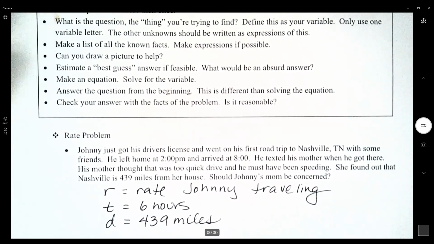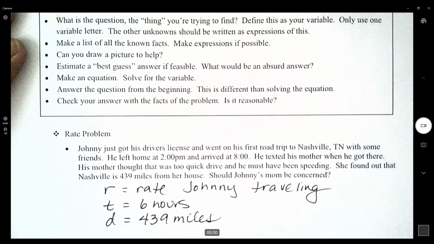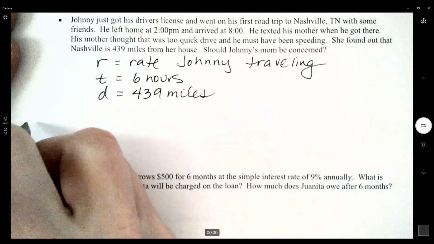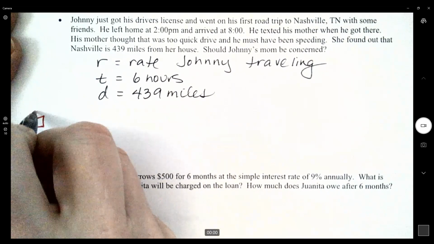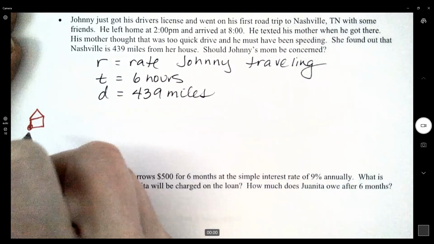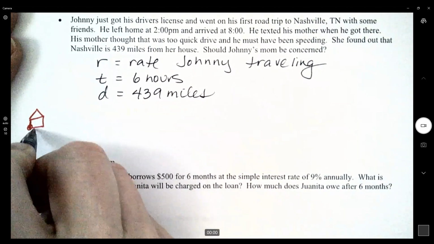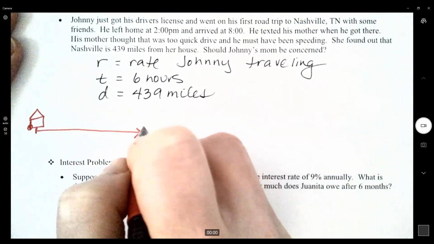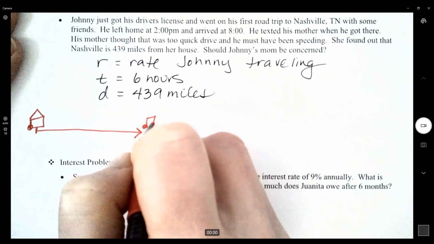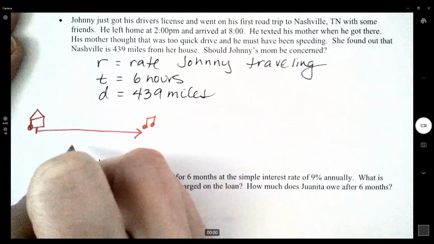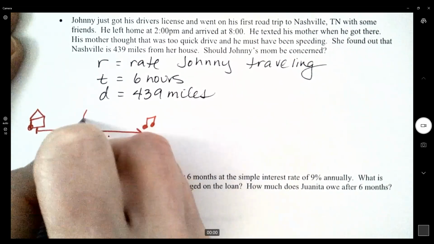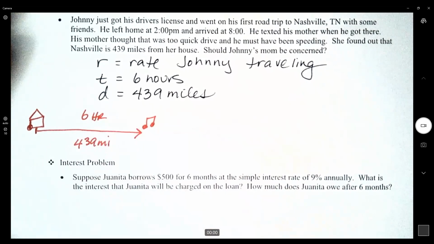Can you draw a picture to help? Sure, I guess in this case we could draw a picture. So down here, let me draw a picture. We have Johnny's house. Maybe it's in Valparaiso, Indiana. And he left in his car and he drove to Nashville. We know that that distance is 439 miles, which is also equivalent to 6 hours apart. What we're looking for is the rate at which he was traveling.